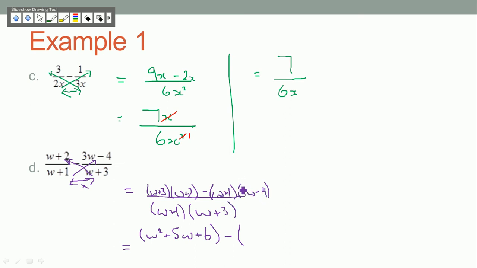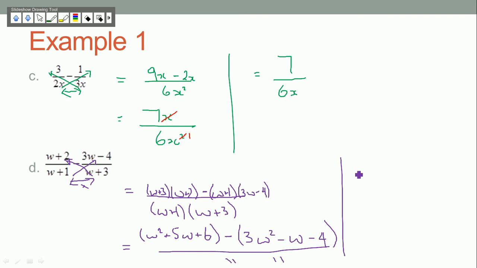So w times 3w is 3w squared. Then w times minus 4 is minus 4w. Then we have plus 3w here. So that's going to be minus, not plus, minus 1w. Then minus 4 times plus 3, and then finally, plus 1 times minus 4 is going to be minus 4. And the denominator is just going to be the same. Alright, one last step to simplify.